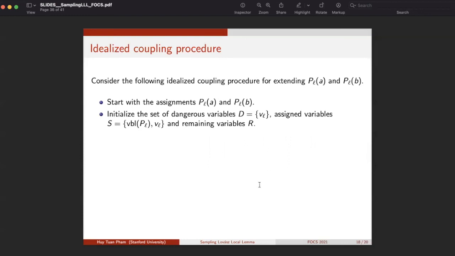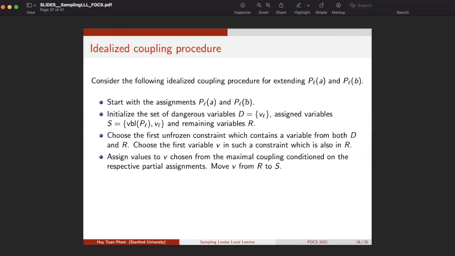And in order to motivate our algorithm, let me first describe an idealized coupling procedure. In this coupling procedure, we will always keep track of two partial assignments. And we will start with the partial assignments PL(A) and PL(B) that differ only at the vertex VL. So in each step of the algorithm, we'll keep track of a set of dangerous variables, a set of assigned variables, which are assigned values, and the remaining variables.